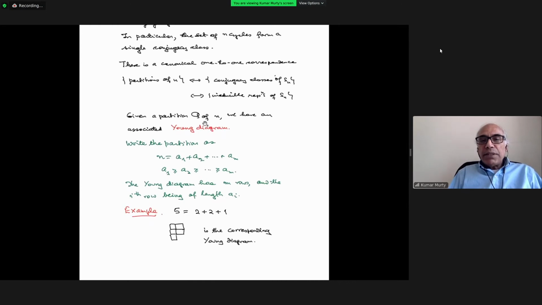So if I give a partition P of n, we can look at the associated Young diagram. Write the partition as A1, A2, up to Am, with the A's in descending order. Then the Young diagram is the one that has m rows, where m is the number of elements in the partition, and the ith row has length Ai. So for example, suppose I have the partition 2 plus 2 plus 1 of 5. Then I want 2 rows of length 2 and 1 row of length 1. This is the Young diagram corresponding to this partition.